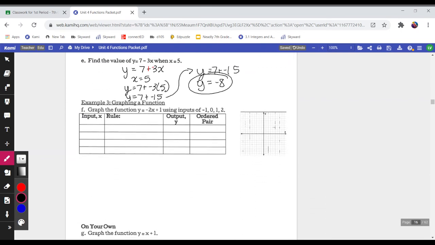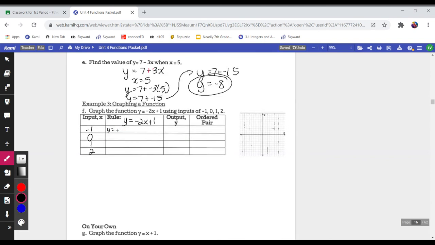All right, letter F. We're going to graph the function y equals negative 2x plus 1 using the inputs of negative 1, 0, 1, and 2. So in my chart, I'm going to put negative 1, 0, 1, and 2. For the rule, that is my equation, y equals negative 2x plus 1. So for the first one, negative 1, y equals negative 2 times negative 1 plus 1. Negative 2 times negative 1 is 2. 2 plus 1 is 3. So my output is 3. That makes my ordered pair negative 1, 3.